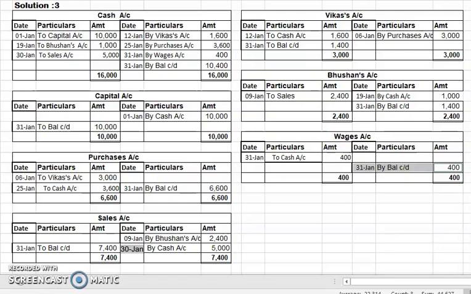So this is how we do the ledger postings and do the balancing of the ledgers. I hope you have understood these concepts which I have explained in this sum. You'll be able to understand it much better when we solve some more sums.